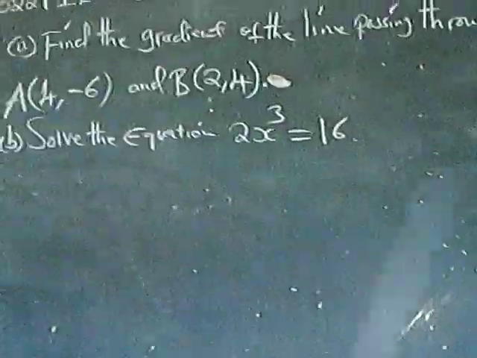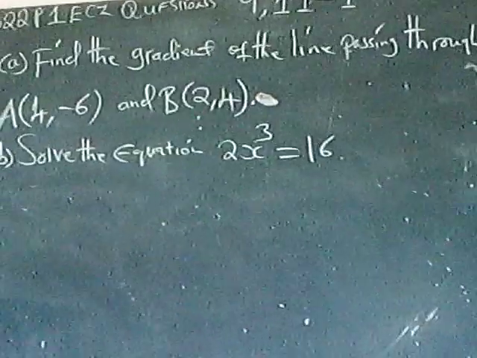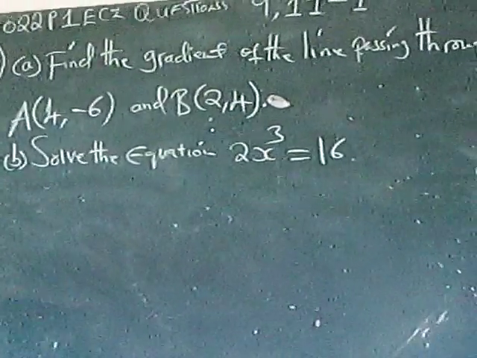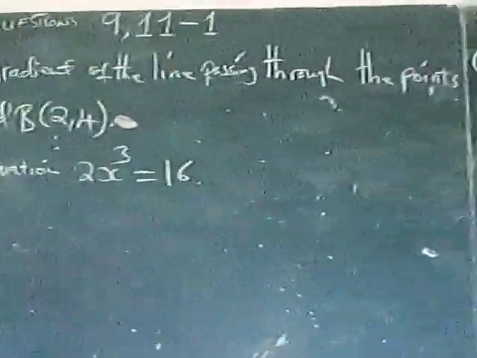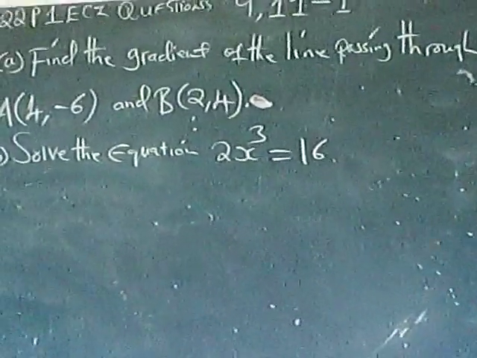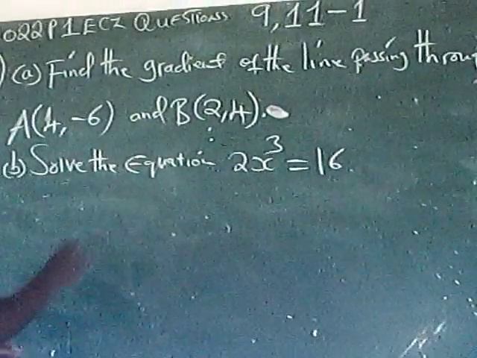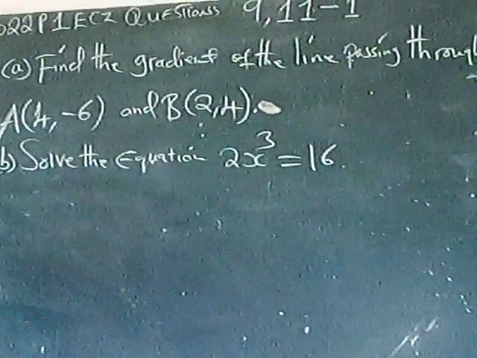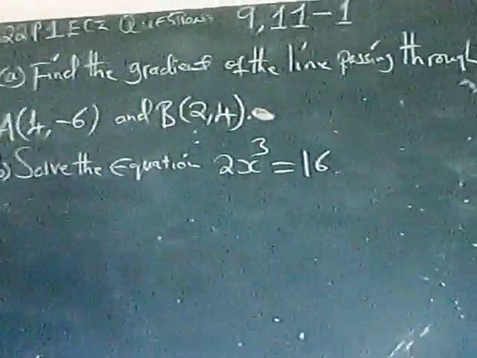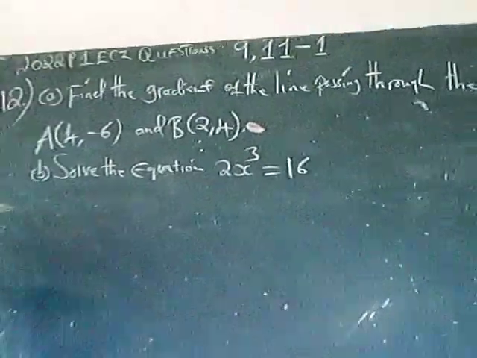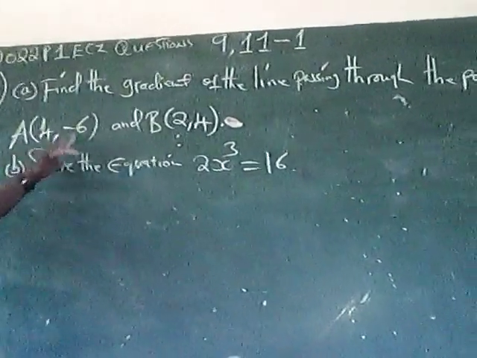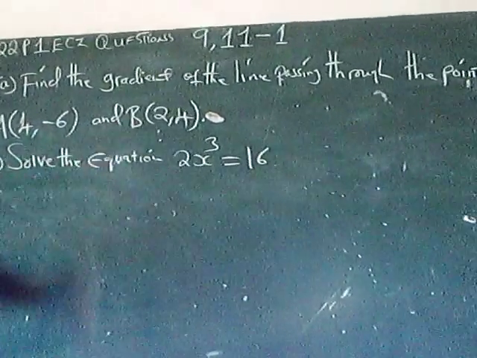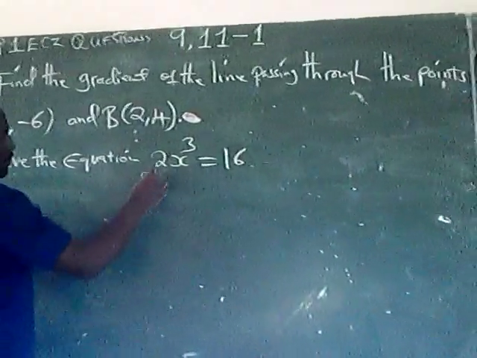Okay, so let's look at question 12. Question 12a, we are asked to find the gradient of the line passing through the points A and B. Remember, this is a straight line that is passing through point A and point B. We are given point A as 4, -6 and point B as 2, 4. So let's look at the solutions.